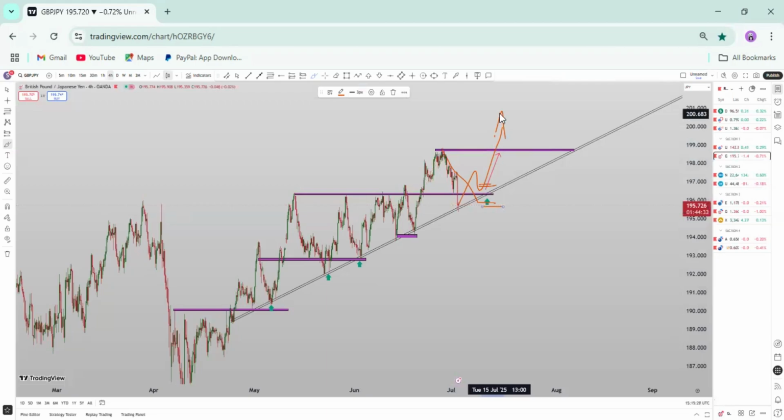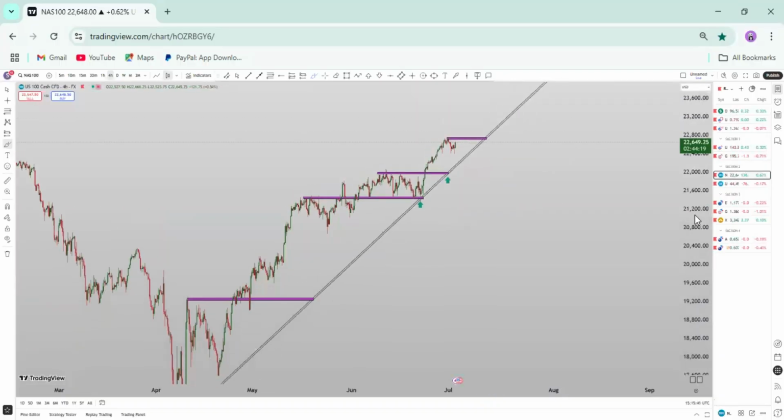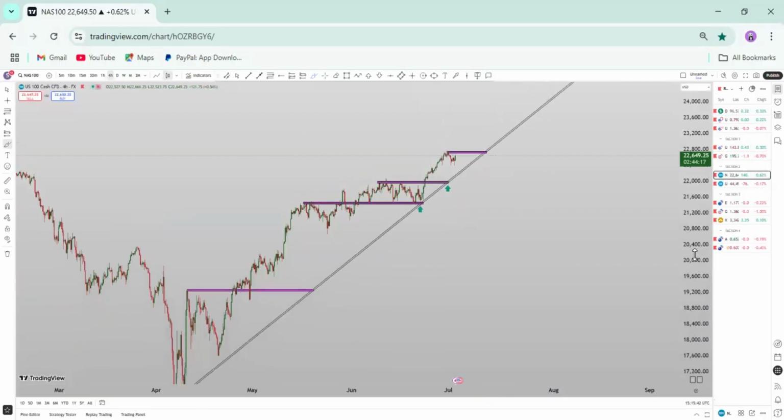Then I will take my trade to the upside. So what I'm expecting to see on GBP JPY, I'm expecting GBP JPY to break the trend line, retest, then I will have that position to the upside. That is GBP JPY.